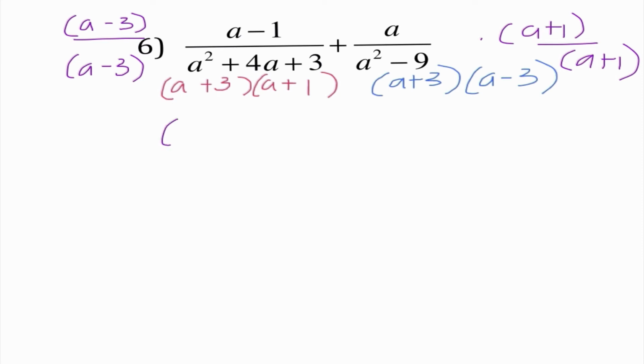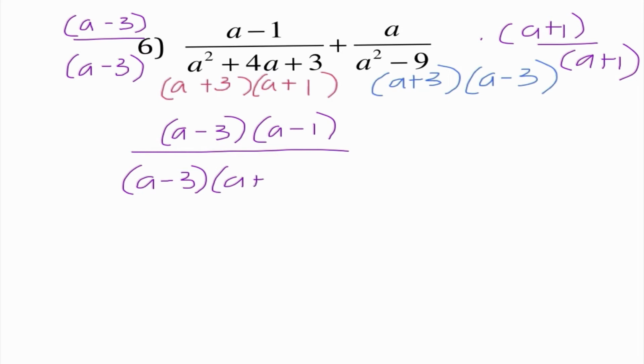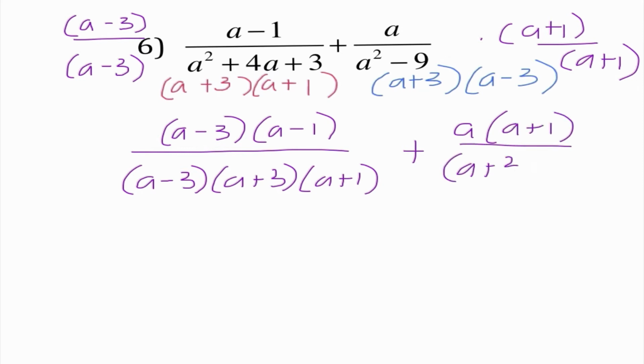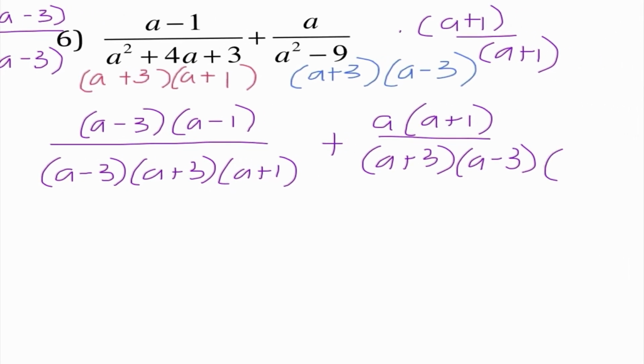Okay, so then I'm going to have (a minus 3) times (a minus 1) over (a minus 3) times (a plus 3) times (a plus 1), plus a times (a plus 1) over (a plus 3)(a minus 3)(a plus 1). And at this point, it can be super, super tempting to start crossing stuff off. Because yes, we have like terms, but obviously we have common factors. I put them there, okay? I chose to do that in order for us to get a common denominator.